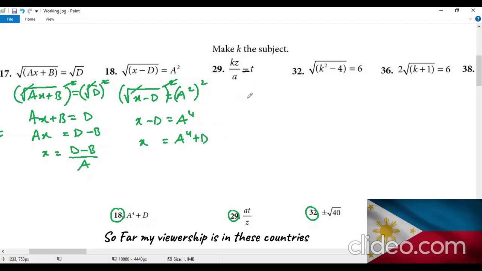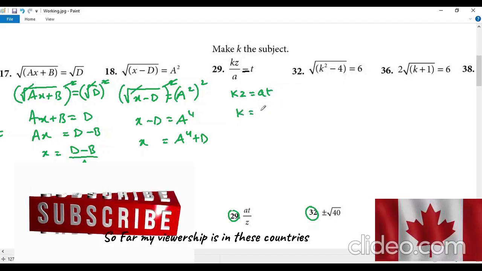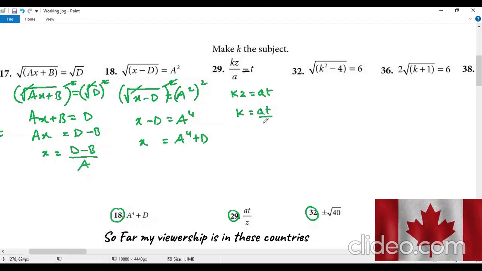When it comes to question number 29, it says to make the k subject. So k is going to stay here, a is dividing, other side it will go and multiply with t, and k is going to be here, and at divided by z. This is going to be your final answer.